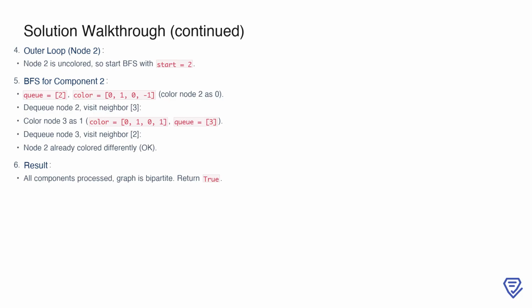We initialize the queue with 2, and color node 2 as 0, updating the color array to 0, 1, 0, -1. We dequeue node 2 and visit its neighbor, node 3, coloring it as 1. This updates the color array to 0, 1, 0, 1, and the queue to 3. Finally, we dequeue node 3 and check its neighbor, node 2, which is already colored differently. With all components processed and no conflicts detected, we conclude that the graph is bipartite and return true.